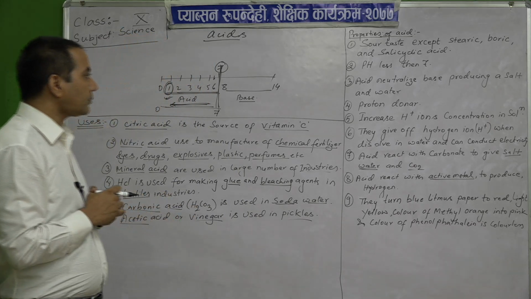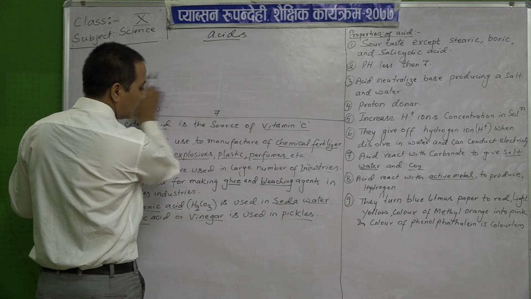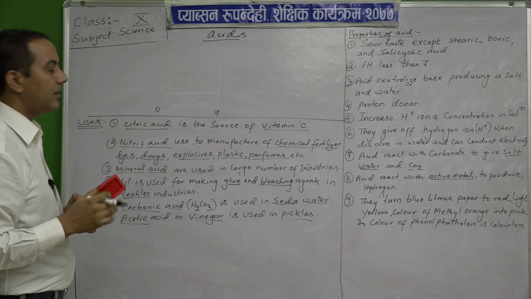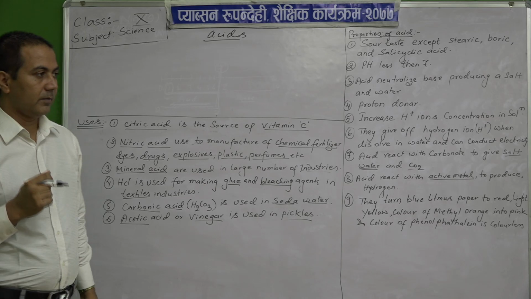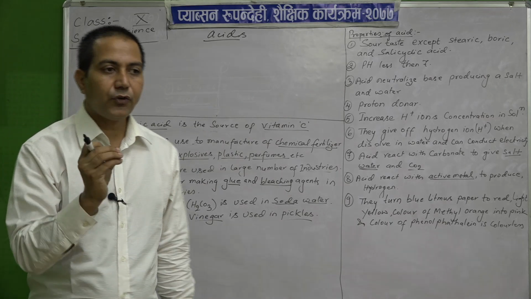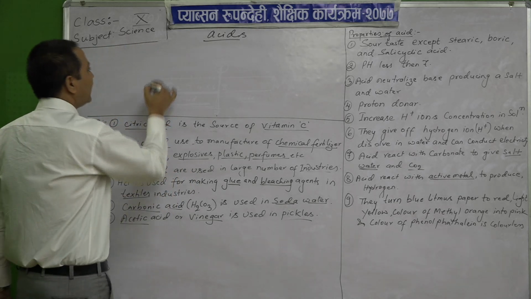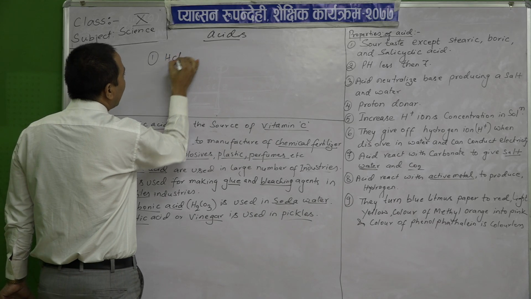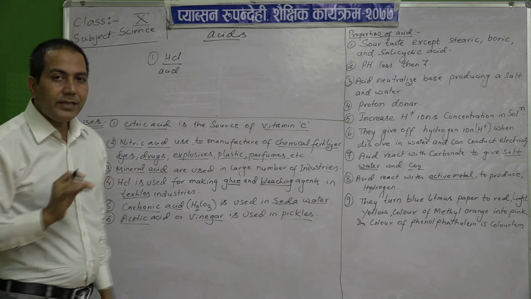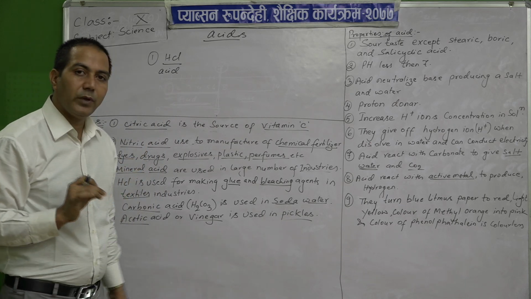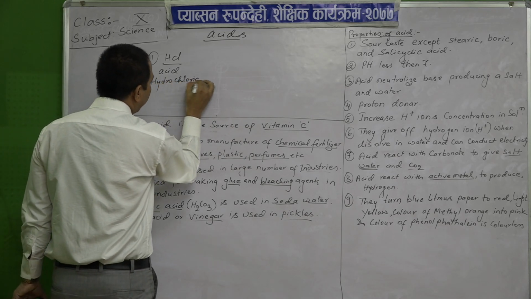Now the next one. When acid reacts with base, what does it do? It produces salt and water. When acid reacts with base, then it produces what? Salt and water. Let us take one example, that is HCl. This is an acid. Okay, HCl, hydrochloric acid. We have already studied about this one.